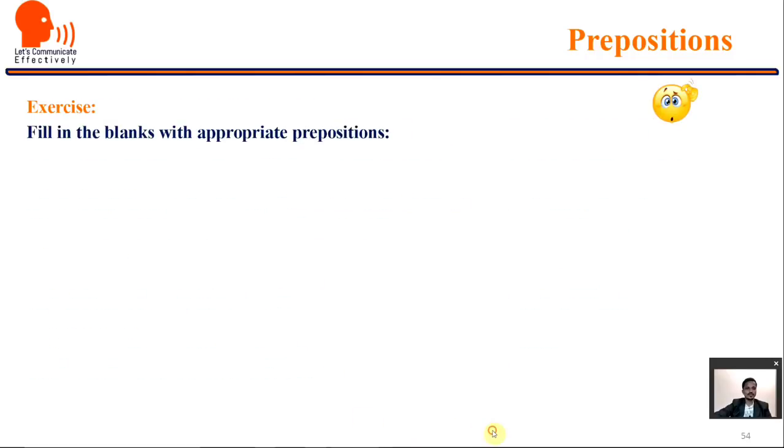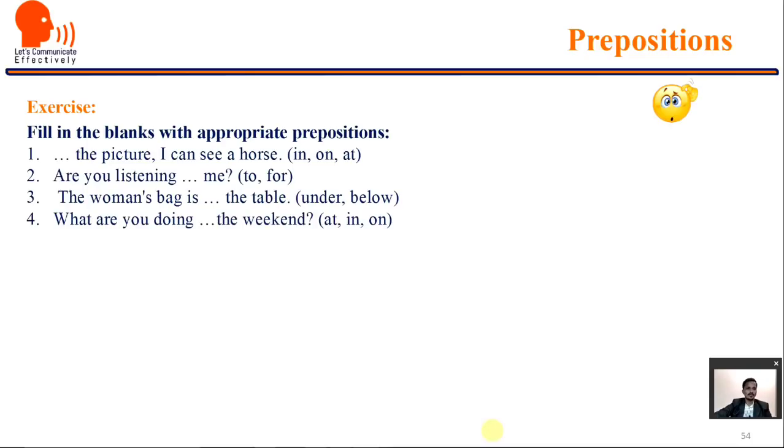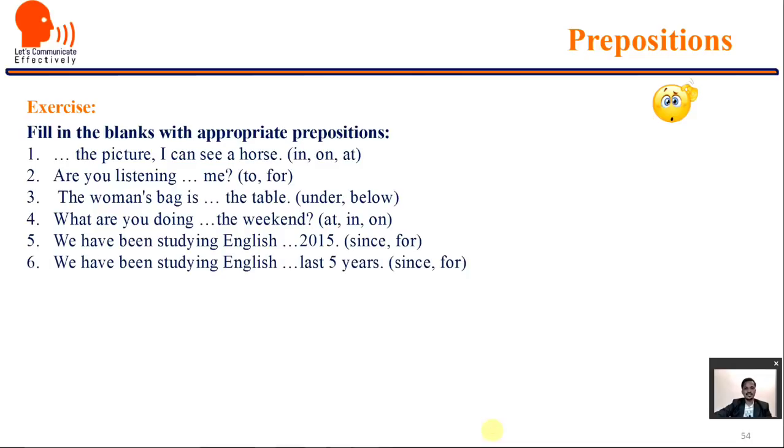Okay, the exercise for you now. Fill in the blanks with appropriate prepositions from the given list. Dot dot the picture, I can see a horse. Are you listening? Dot dot me. The woman's bag is dot dot the table. What are you doing? Dot dot the weekend. We have been studying English dot dot 2015. Be careful. We have been studying English dot dot last 5 years. I hope you will get it correct.